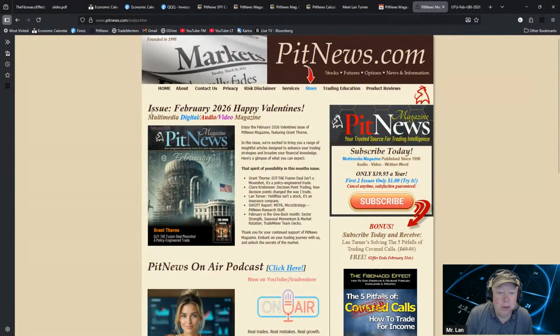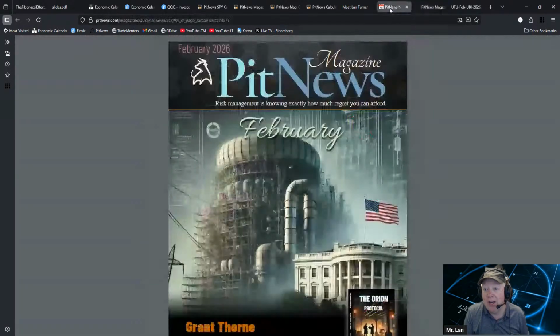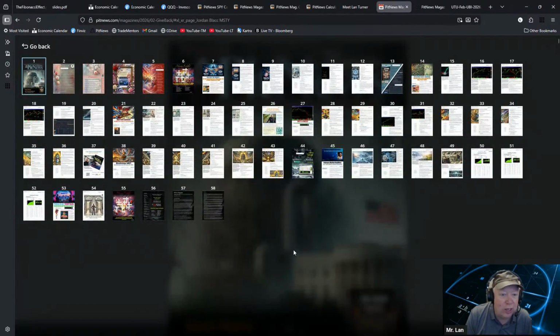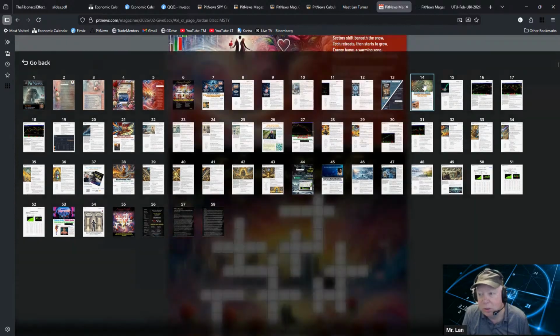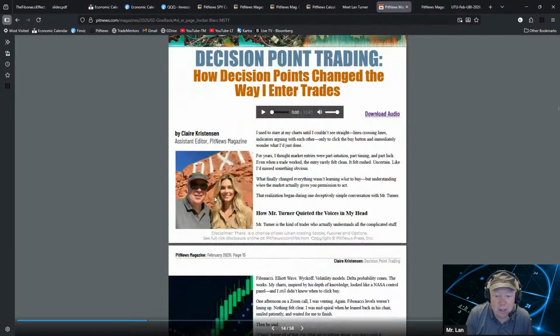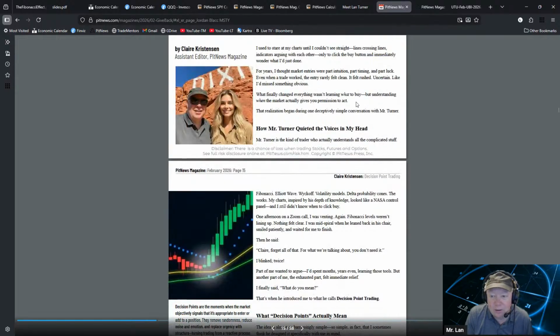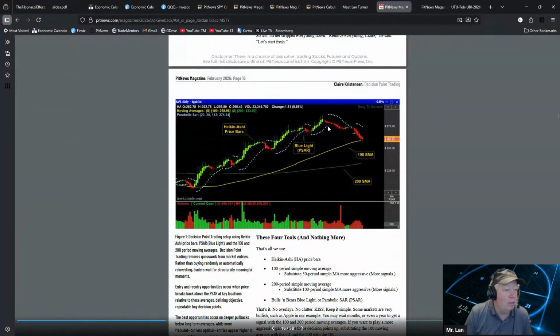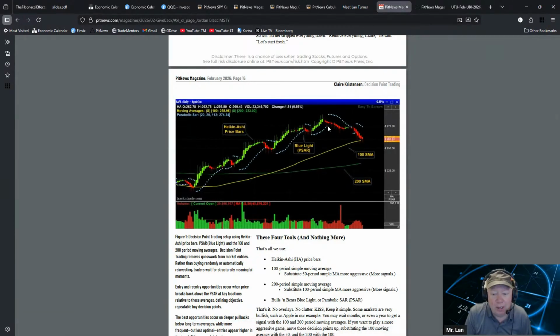Okay, so we're going to look at the February issue, the Valentine's issue of Pitt News Magazine, and it's right here. If you don't have this, you got to go get it. Now I'm going to go right to the article I'm interested in, which is this one here by Claire Christensen: Decision Point Trading, How Decision Points Change the Way I Enter Trades. There's Claire right there. Nice, pretty picture of Claire at the Dixie Rock with me. We went up there. Nice little trip. And here's how Mr. Turner helped Claire simplify the way to buy into the market. You want to read this article.